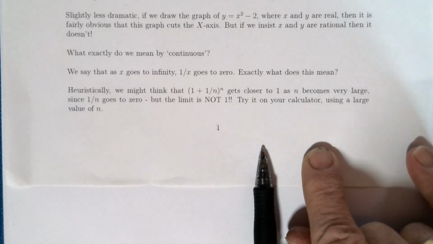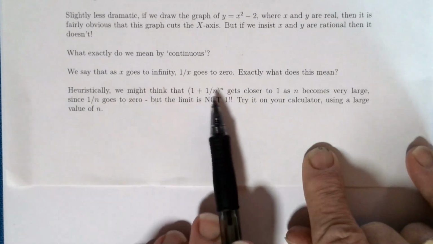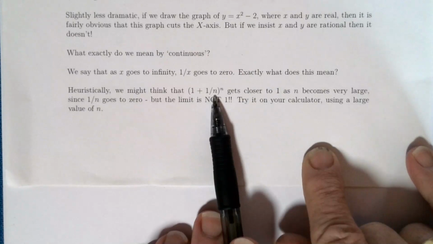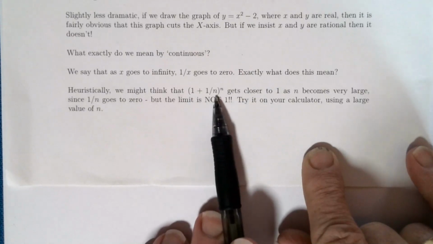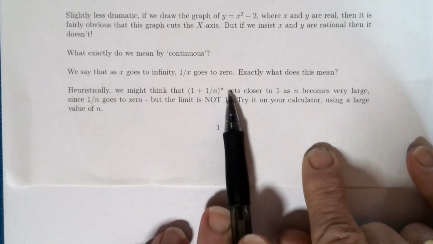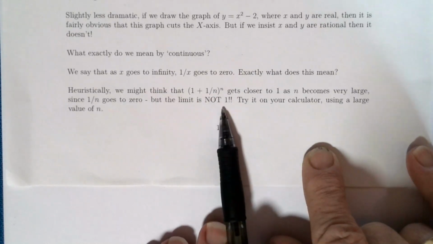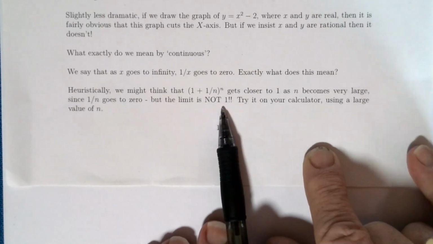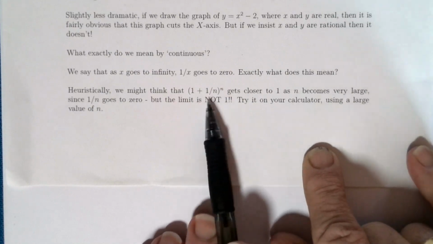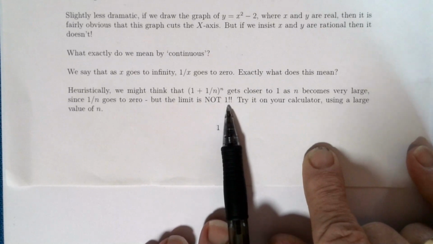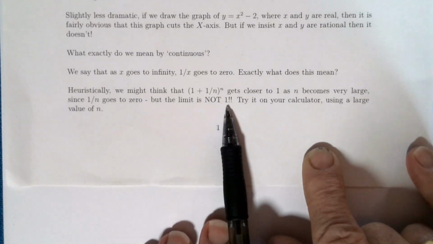However, if you try it on your calculator, you'll get a nasty surprise if you haven't seen this one before. If you put a big value in for n, try it yourself. You might like to pause the video and try it. Put n as, say, 10, put n as 100, put n as 1,000. You're not going to get 1, even though heuristically, common sense says you probably should get 1 because this is small and 1 to anything is 1. You can try it on your calculator.